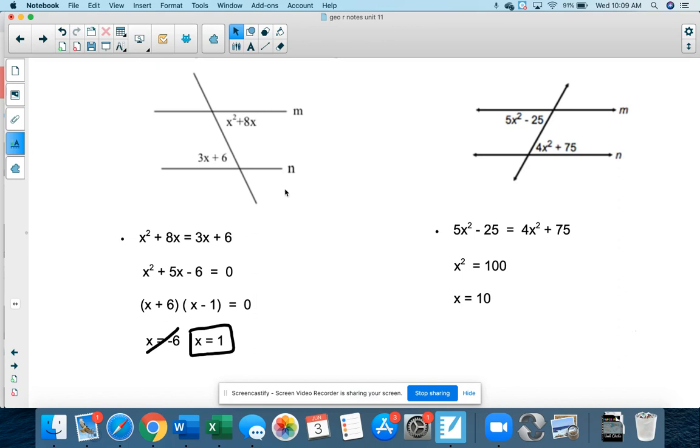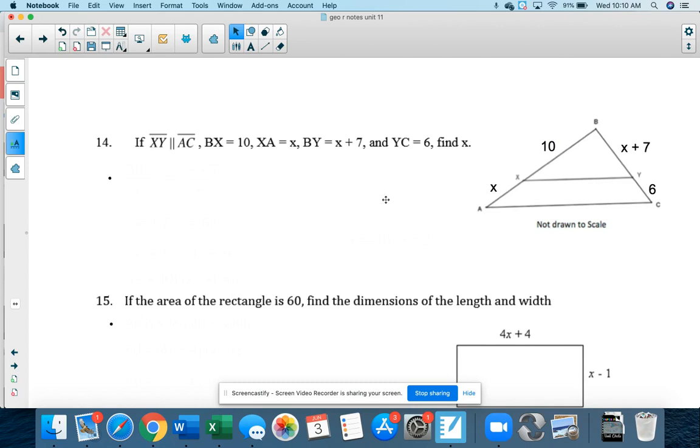Okay, and then I have a few more to try on that next page. I got 4 more to try. So if you want to try them on your own, you can do that. These are all just different things that we've learned.